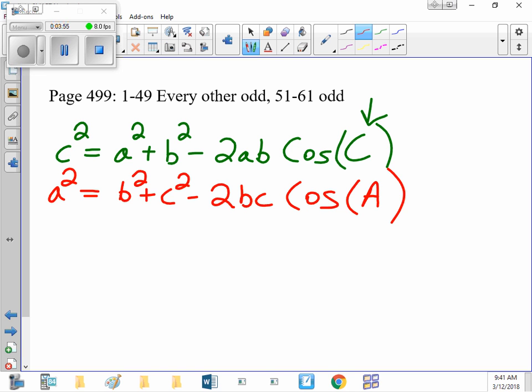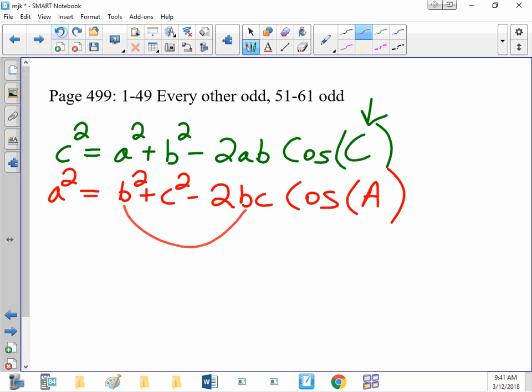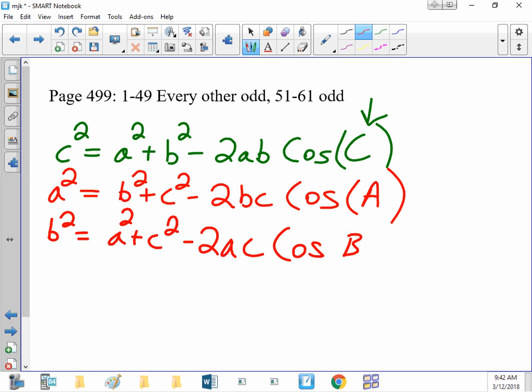So basically you start with the Pythagorean theorem. This letter goes there, this letter goes there, and then that letter turns into an angle. Okay, that is the law of cosines. And what would the other one be? B squared equals a squared plus c squared minus 2ac times the cosine of b.